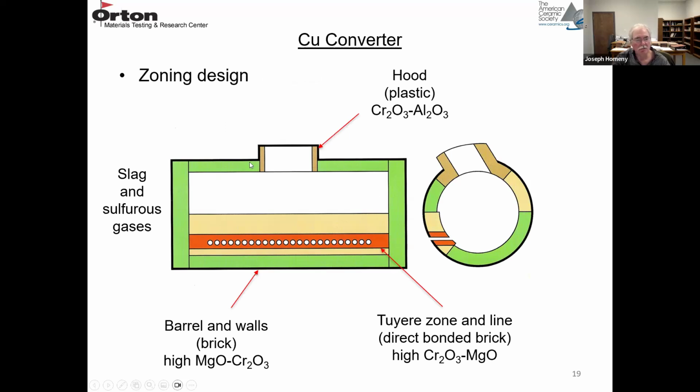So this is a cylindrical furnace. You have slag corrosion and then reaction with gases containing the sulfur. The hood here is usually a plastic refractory, a chrome alumina plastic. And then the working lining is a high MgO chrome refractory brick, so a magnesite chrome brick. And then the tuyeres where you blow in the oxygen are a direct bonded high chrome magnesite brick again.